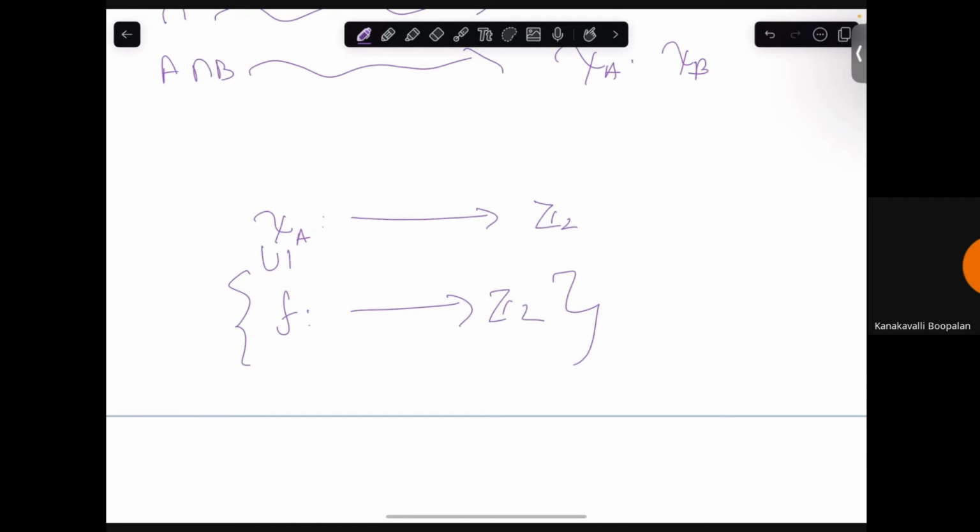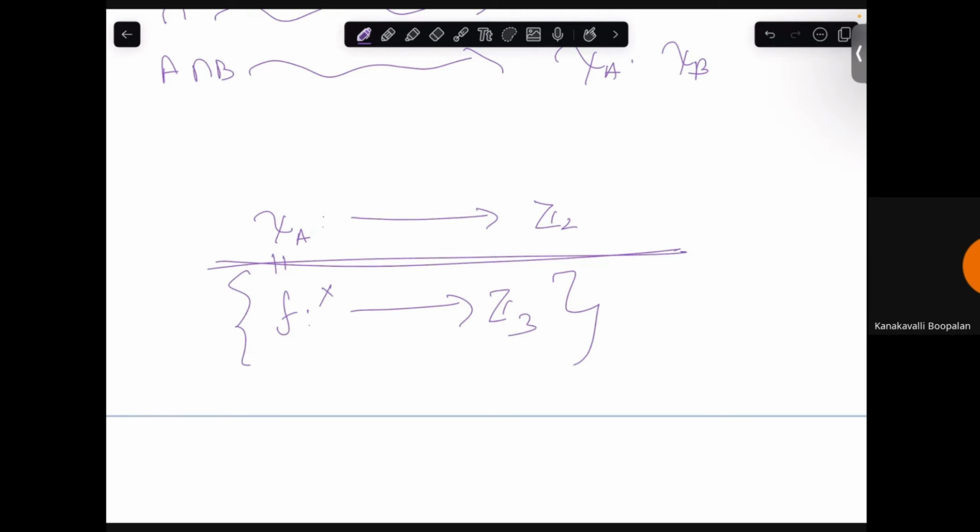Indicator functions are special to the Z2. And in fact, it's both. You can see that it is actually equal. On the set, I can just forget about this. Can I understand this now?